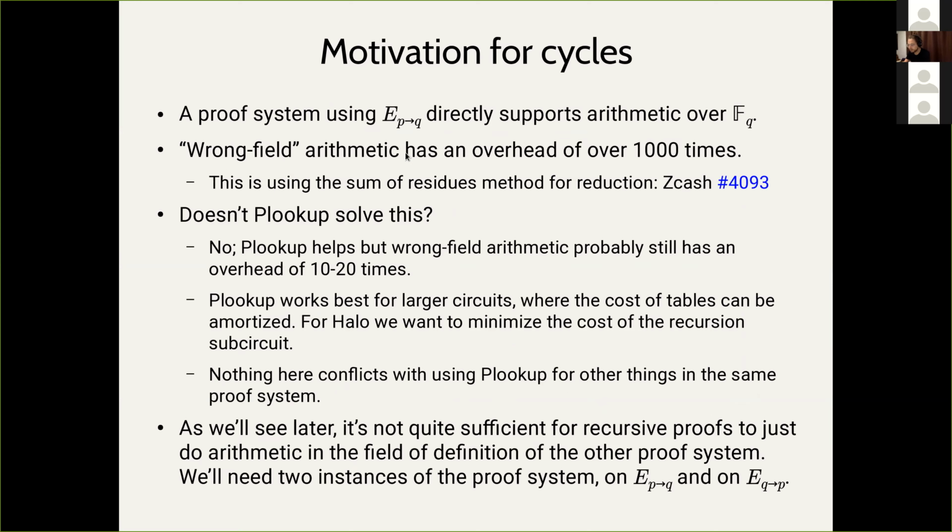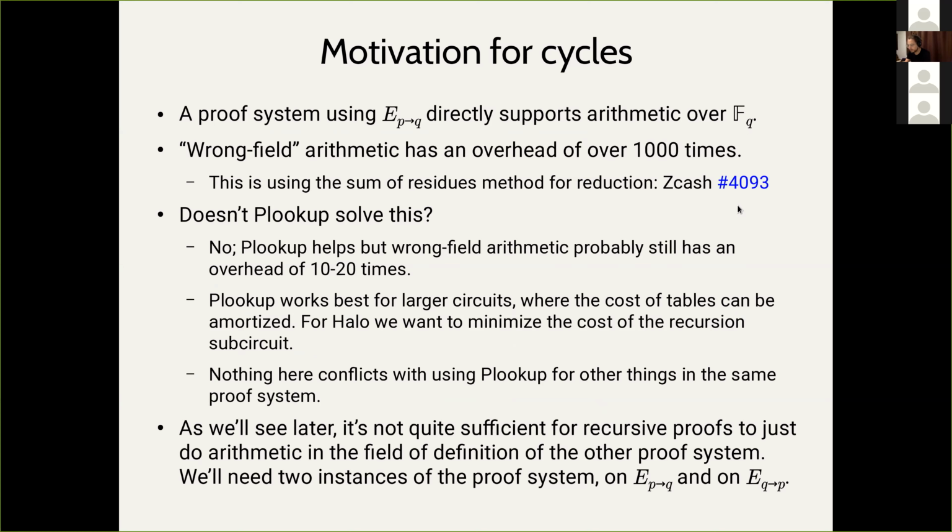But if we want to do arithmetic with the wrong field, so not FQ, that has an overhead of over 1,000 times. I worked it out for, say, another 256-bit field, and it's something like 1,200 times. 1,200 constraints in R1CS to do a reduction in the wrong field. And that's explained in this ticket.